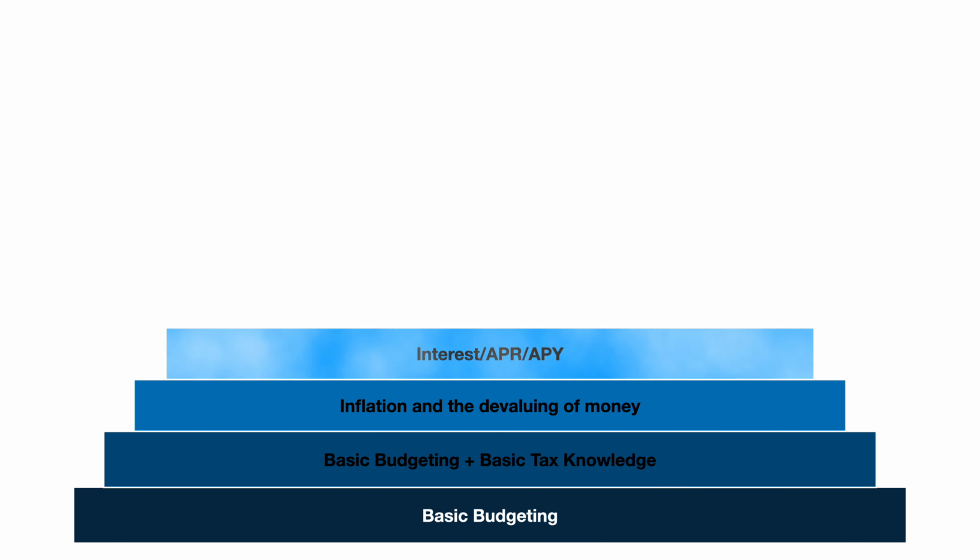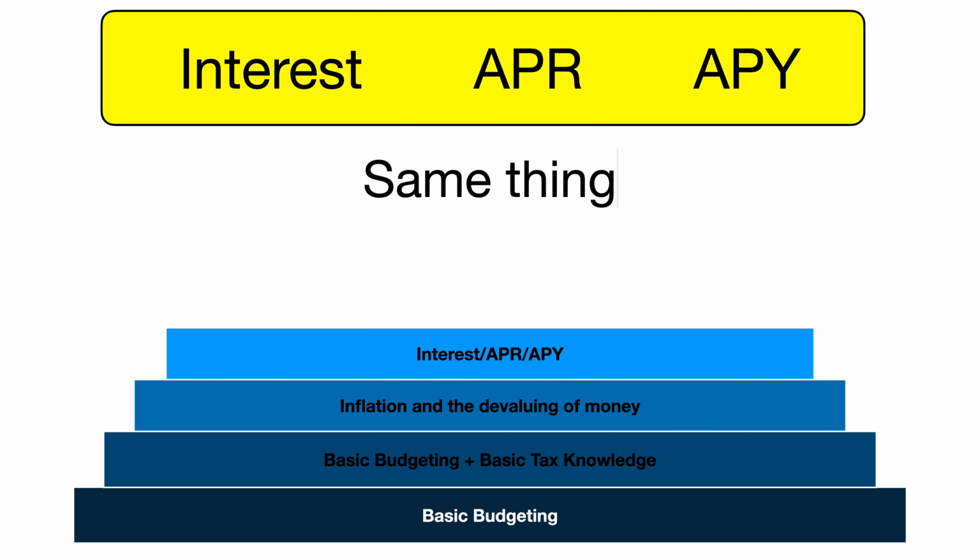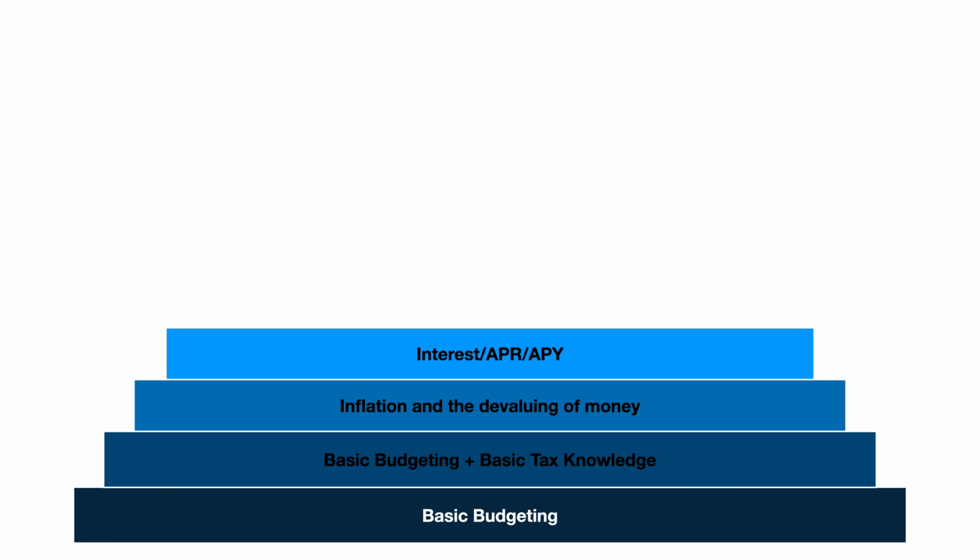Fourth tier, this is where you've got to understand interest, APR, and APY. So these are three things that actually all mean the same thing. They're just three words of saying the same thing. You've got interest, APR means annual percentage rate, APY means annual percentage yield. It all means the same thing. It's all just interest.